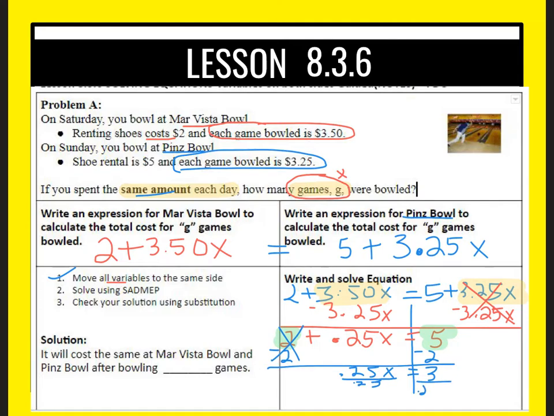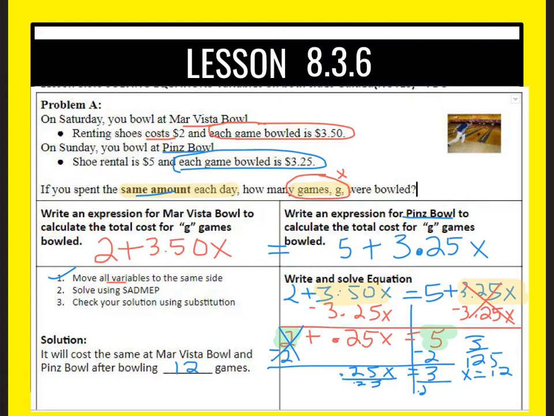I ran out of place there. When I divide 3 by 0.25 and use my calculator, I'm going to get that x equals 12. Sorry, it was a little hard to write that. So this says that at 12 games, it's going to cost the same. It will cost the same at Mar Vista Bowl and Pins Bowl after bowling 12 games.